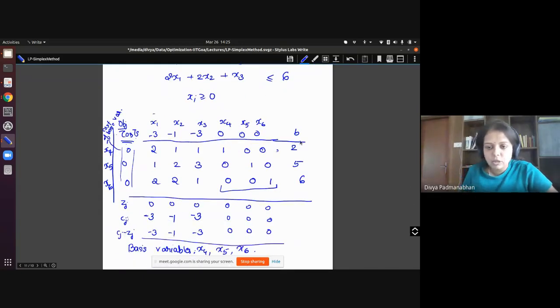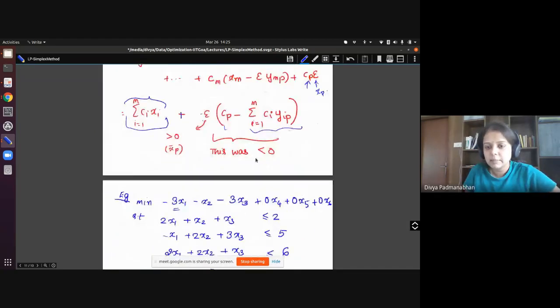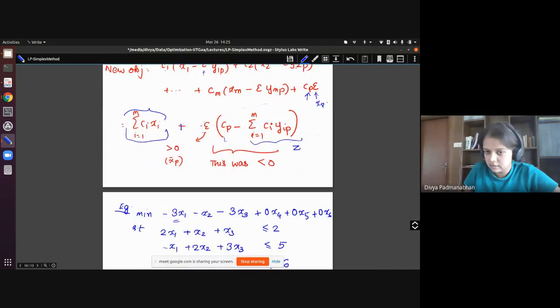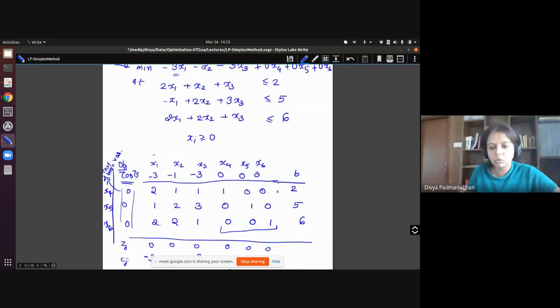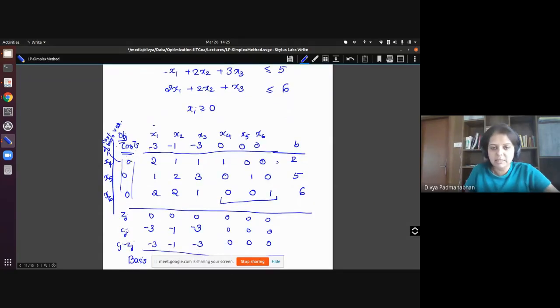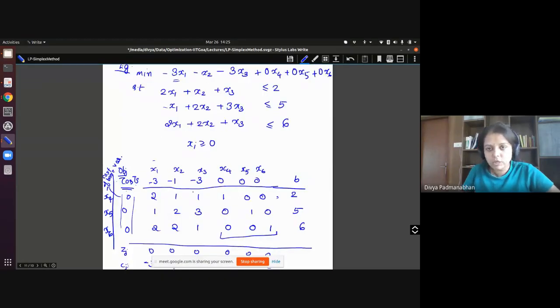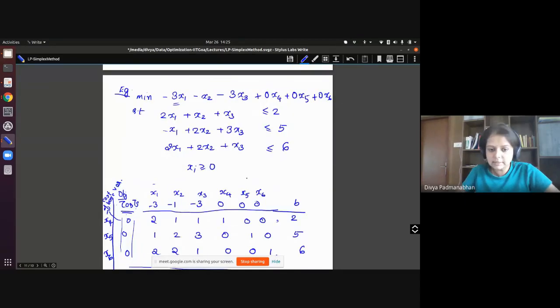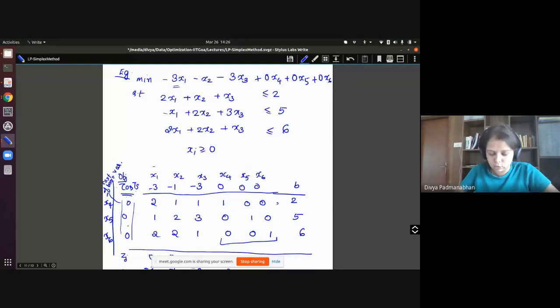And you have B as 4, 5, 6 as per this. Now I'm just going to call this quantity ZP, the summation CI YIP. These are actually the costs of the basic variables, so they double up as the CIs, i equals 1 to m. Remember, this corresponds to the basic variables, and here the basic variables are x4, x5, x6, and these values are 0, 0, 0.